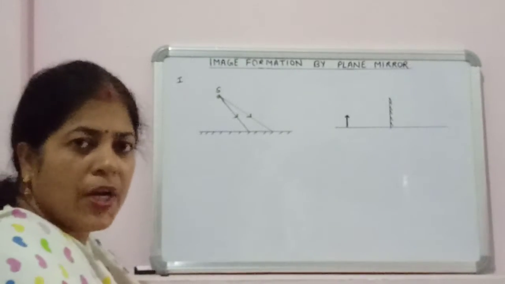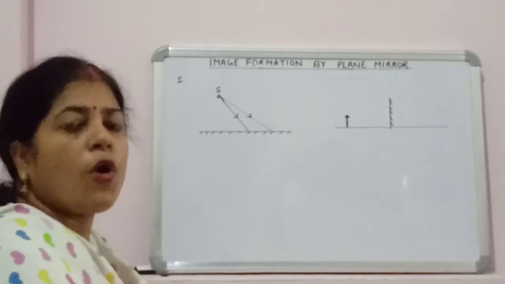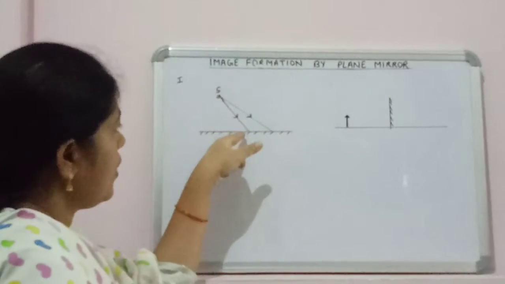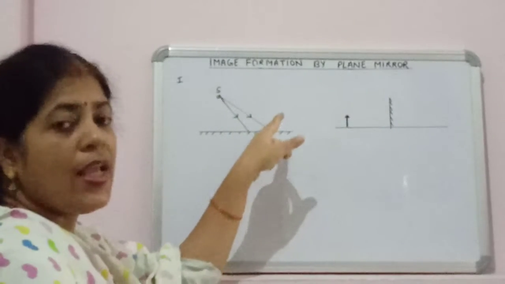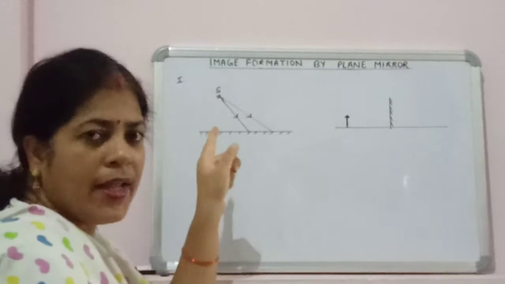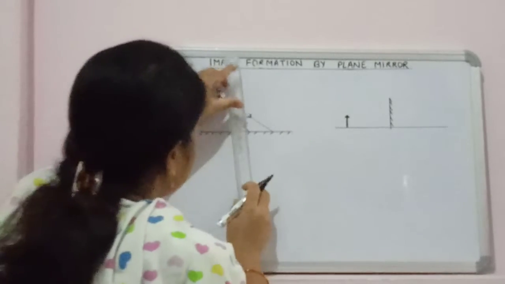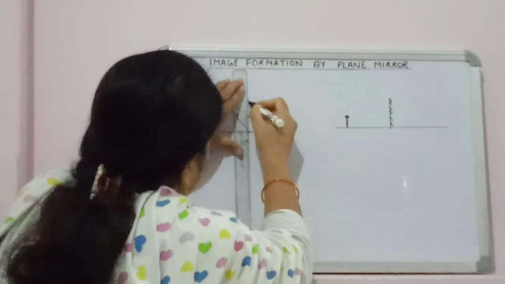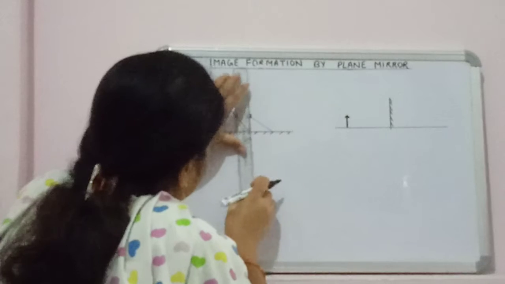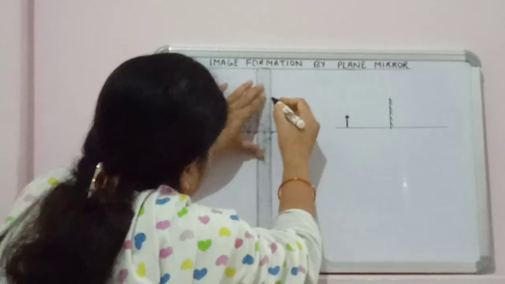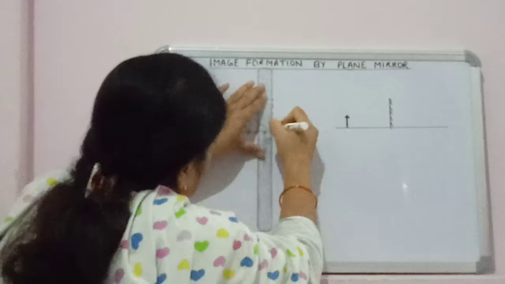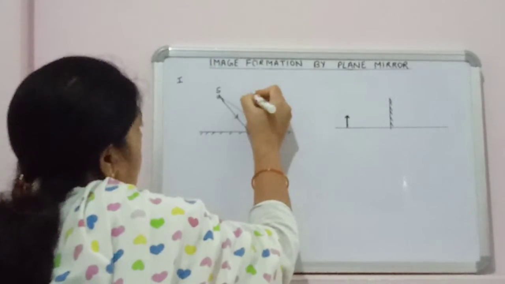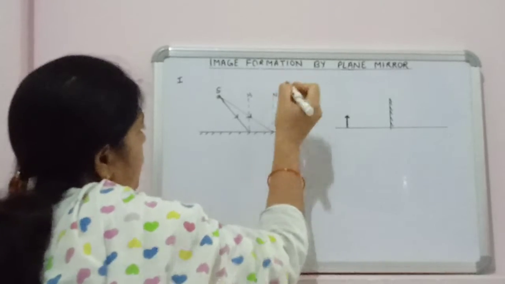So try to recall the laws of reflection. According to the first law of reflection, the incident ray, the normal at the point of incidence and the reflected ray all lie in the same plane. So it means we need to show the normal also here, like this, and here also we draw the normal. So these are the normals, N1 and N2.